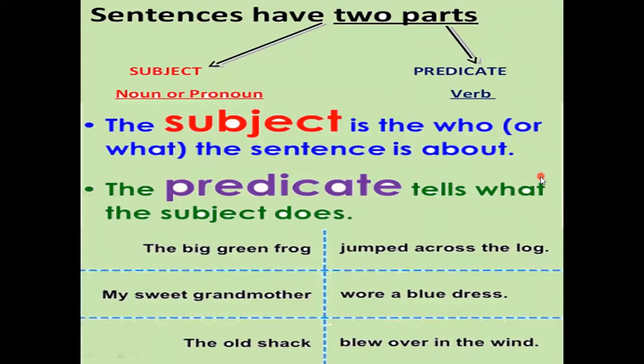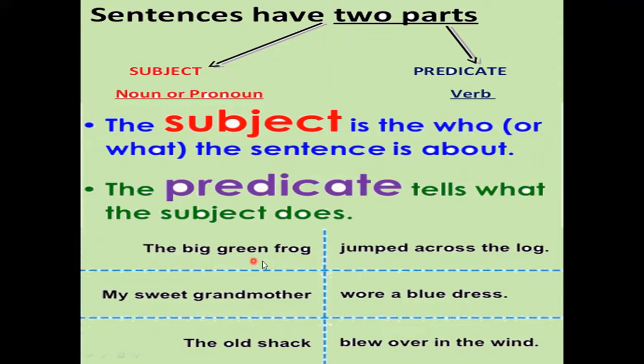So students, as we already know, sentences are made up of subject and predicate. A sentence is incomplete without a subject and a predicate. The subject is the who, meaning the doer of the action the sentence is about. And the predicate tells what the subject does. Let's understand this with an example.